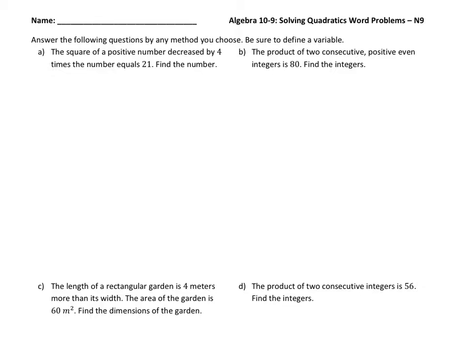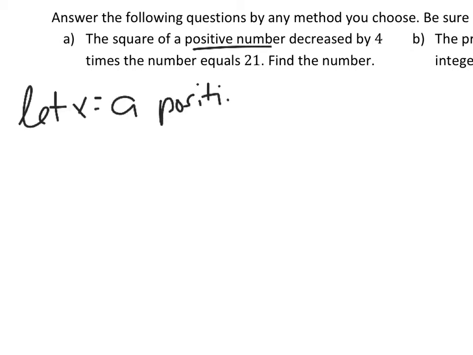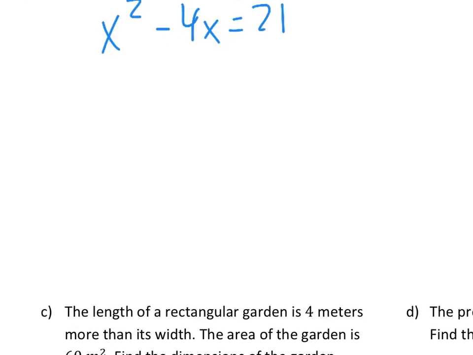Letter A. The square of a positive number decreased by 4 times the number is equal to 21. Find the number. So I'm going to start with let x equal a positive number. Now I'm going to translate this to math. So the square of a positive number, x squared, decreased by 4 times that number is 21. So here is my equation.